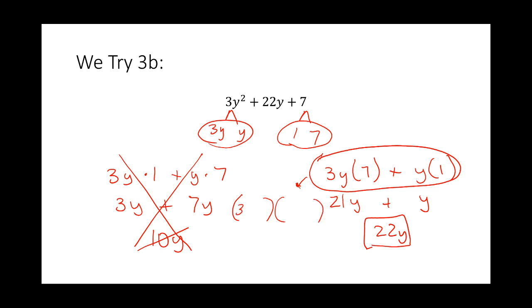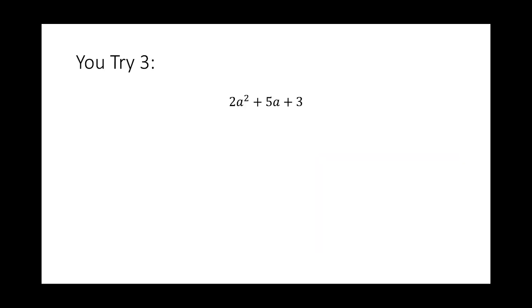So, the 3y will go in the left one, the 7 will go in the right one, the y will go in the right one, the 1 will go in the left one. I just put in their signs, and we'll be good to go. That's how you factor that. Go ahead and try this one on your own, and I'll see you in a second.